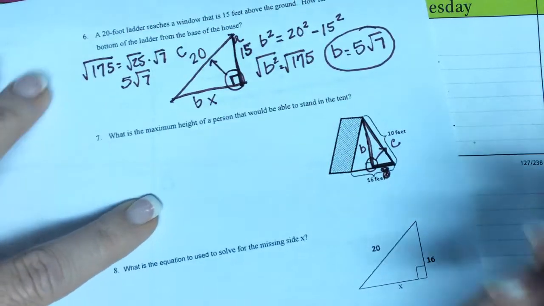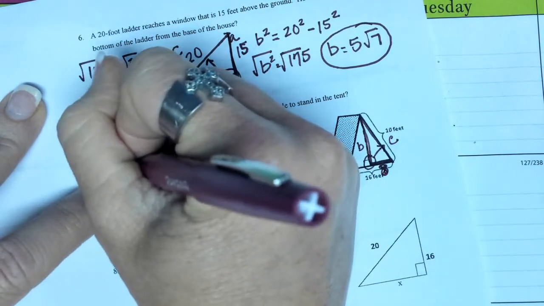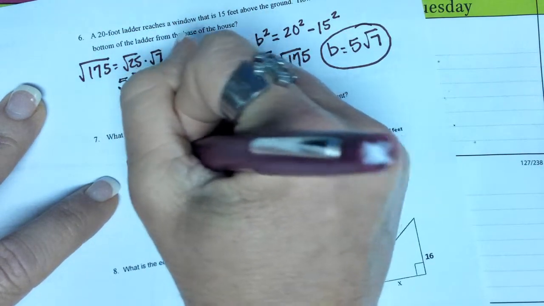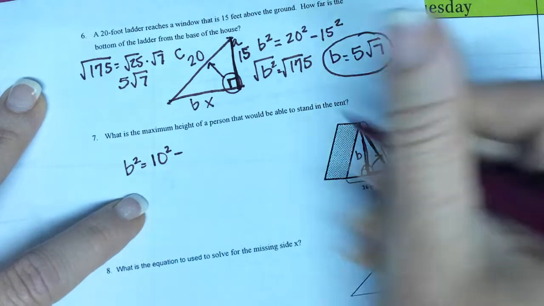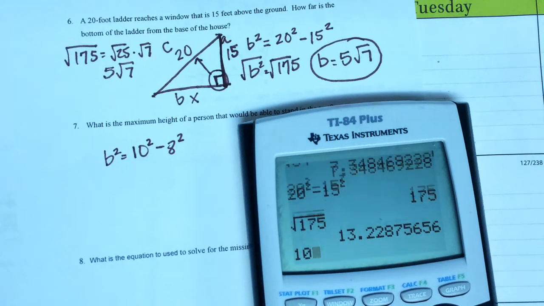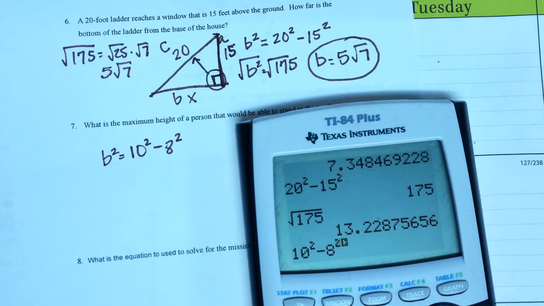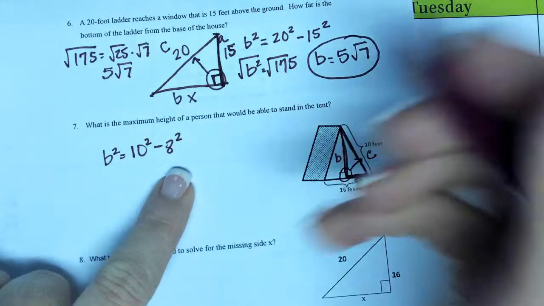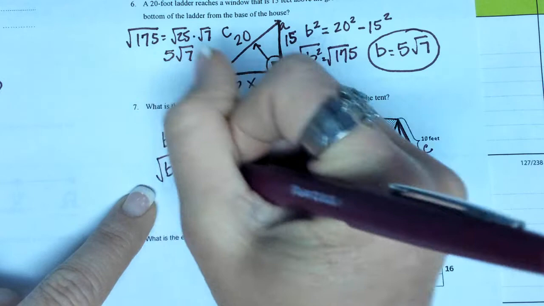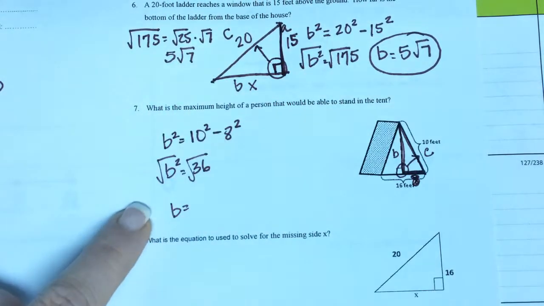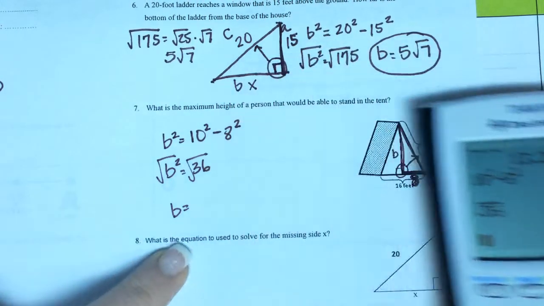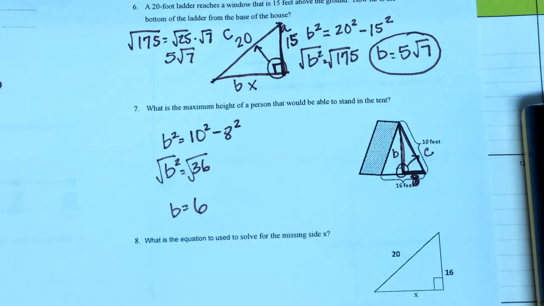So that means I have to be missing the B value, the missing leg. So we're going to set up our equation as B squared equals C squared, which is 10, minus the 8 squared. So in my calculator, I'm doing 10 squared minus 8 squared, which gives me a value of 36. So that means B squared equals 36. And to solve for B, we just take the square root. So let's see if it's a perfect number. It is. So B equals 6.